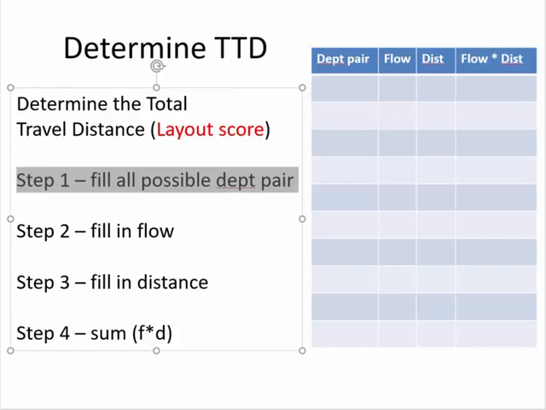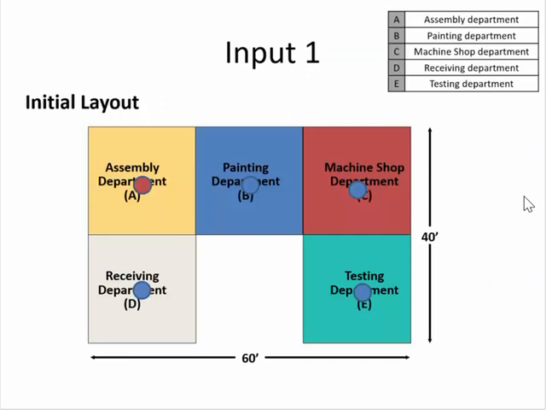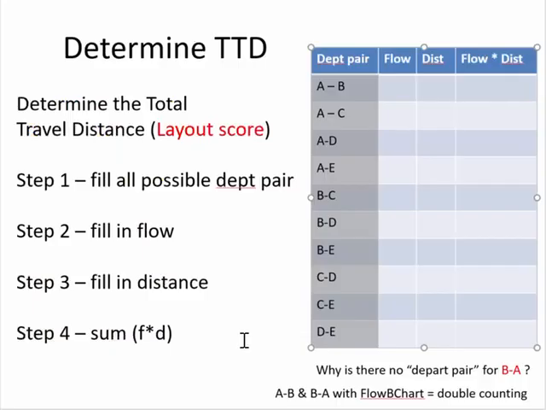Step 1. Fill up all possible department pairs. Now what do I mean by this? If the current layout only has 5 departments, then how many different ways can you travel from one department to another department? For example, if you work in department A, where can you travel? Of course, you can travel to department B, to department C, to department D, and department E. So department pair basically implies the possible travel from one department to another department. So step 1, fill up all the department pairs.